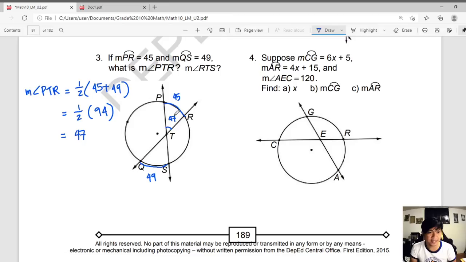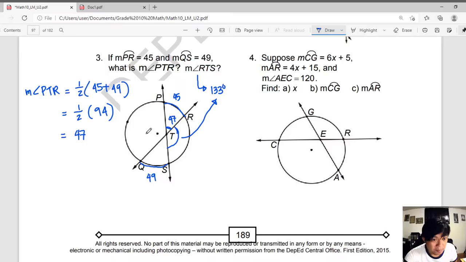Okay. Next one is hanapin natin ang measure ng angle RTS. Okay, remember that these two angles are supplementary. When we say supplementary, dapat ang total ng angle nila is 180. Since 47 yung measure ng angle na to, to make it 180, dapat ang measure naman ng RTS natin, the measure of angle RTS should be 180 minus 47. So, 180 minus 47 is 133 degrees. So, measure niyan ay 133 degrees.